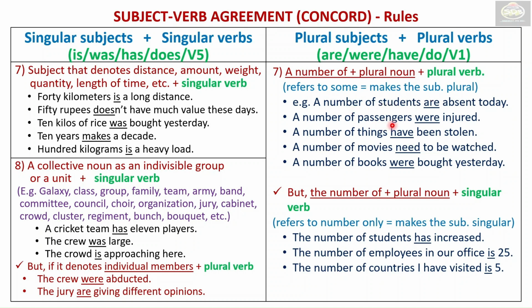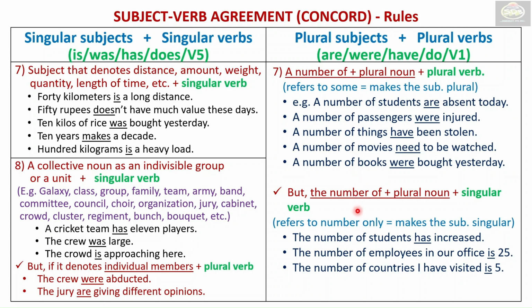A number of passengers were injured. A number of things have been stolen. A number of movies need to be watched. A number of books were bought yesterday. A number of means some. Therefore, this is a plural subject and we have to use plural verb with them.